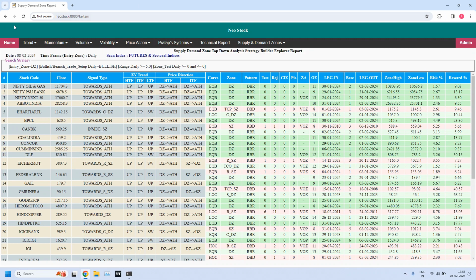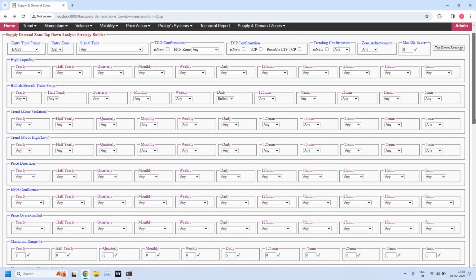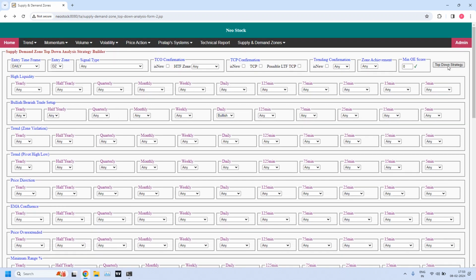That means today's candle's close should be within 1% level to the demand zone. That report we will generate first. For that we have a parameter, here the last parameter, maximum price percent to reach the zone. So on daily time frame I am setting 1. That means within 1% range from demand zone, any stocks that closed today, those stocks we will filter.